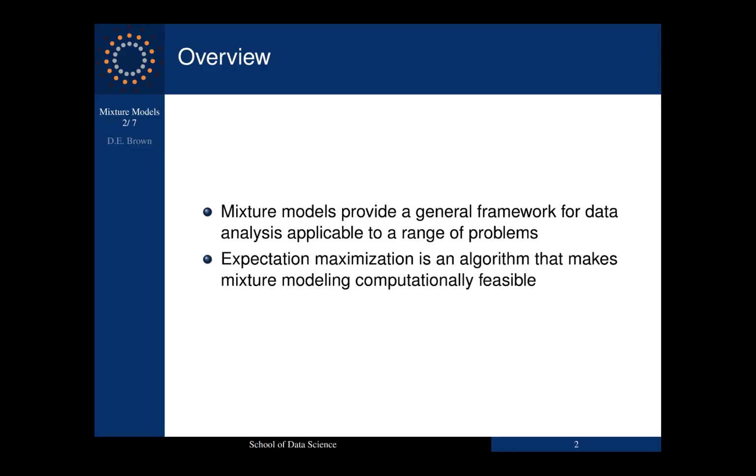And the way that we solve this problem using these mixture models is using an algorithm known as expectation maximization. The expectation maximization algorithm is a very important technique for data scientists, and we'll talk about the specifics of it next time, but we'll introduce the general concept in this lecture.